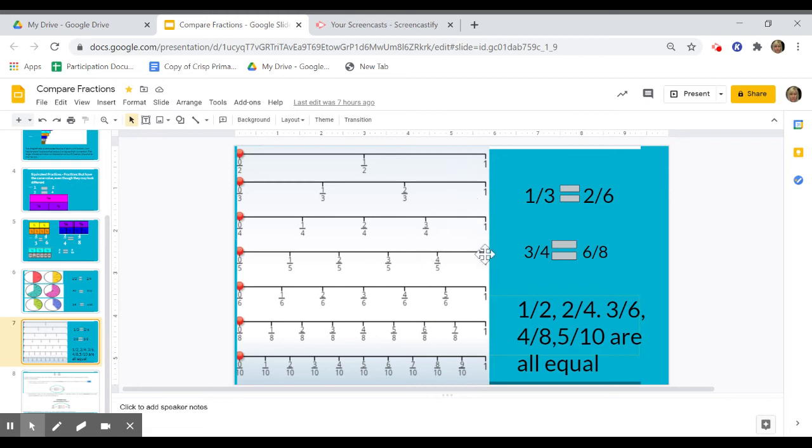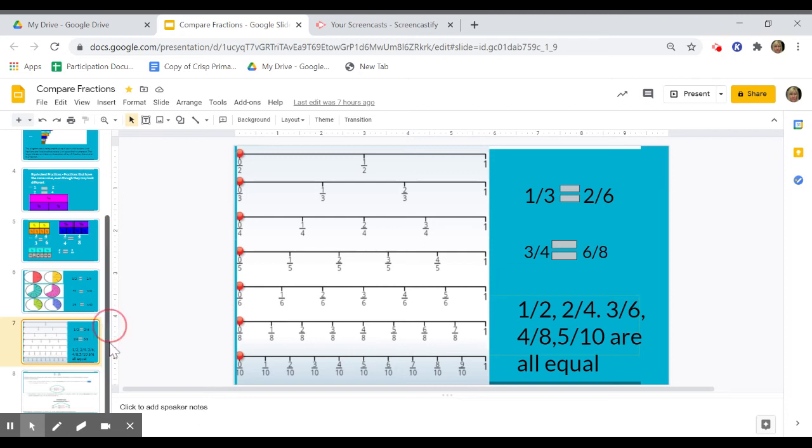Okay, and then also look at 1/2, 2/4, 3/6, 4/8, and 5/10. They are all equivalent. So that's finding equivalent fractions using number lines.